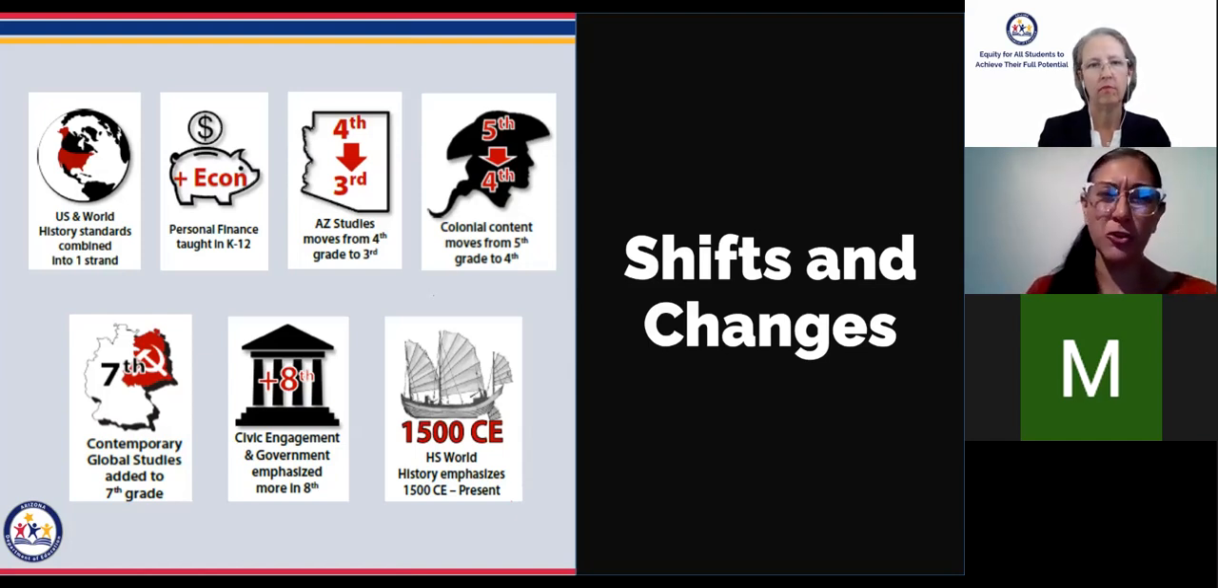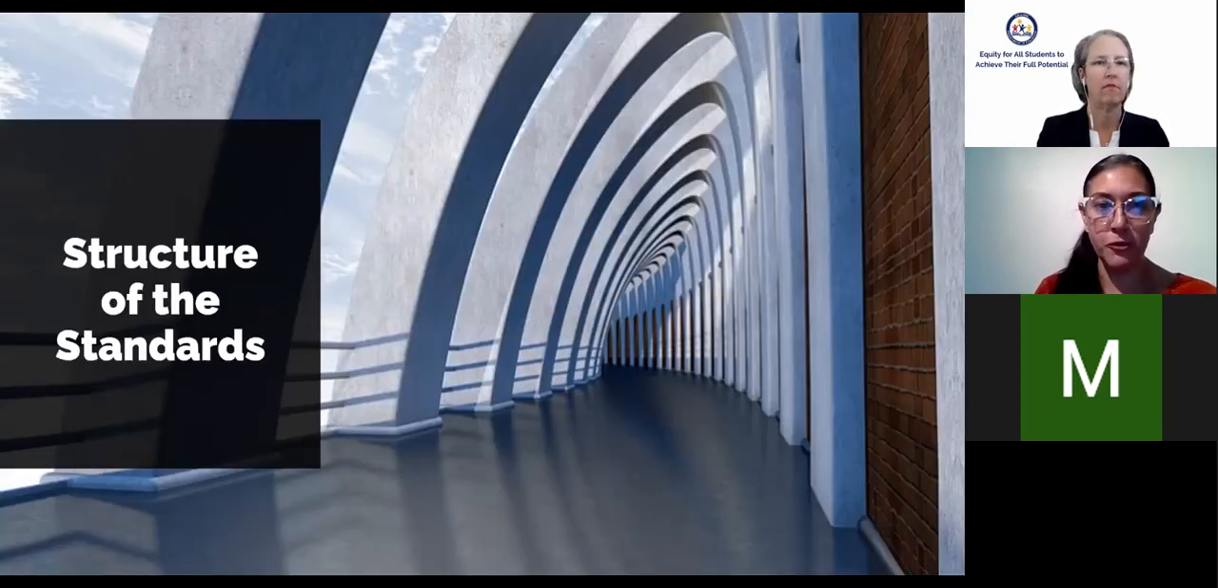I think really for kinder, first and second grade, the first two apply the most, and that's that US and world history standards are now combined into one strand of just history, and that personal finance is now taught in kindergarten through 12th grade. So those are the two that affect you the most. You can take a look at the other ones just so you can see how things have shifted around. Okay, but those first two are going to be the ones that affect you the most. Okay, Linda, back to you now.